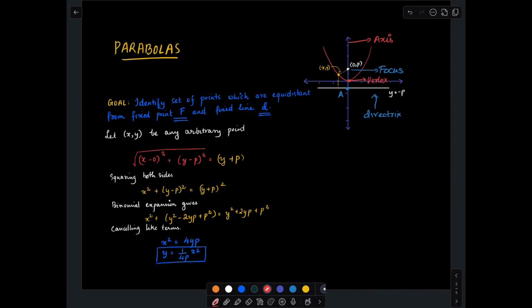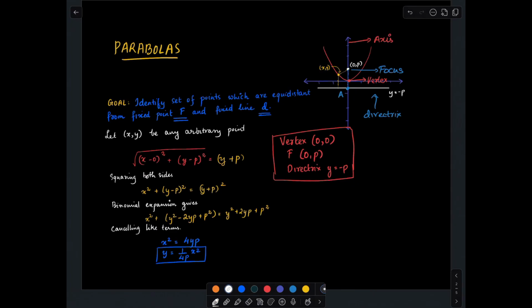Let (x, y) be the arbitrary point on the parabola. For simplicity, let's consider the parabola to have a vertex at origin (0, 0), the focus F at (0, p), and the directrix at y equals negative p. The distance between the point (x, y) and the directrix is the perpendicular distance, and that is y plus p. The distance between the point (x, y) and the focus (0, p) can be calculated using the distance formula, and that becomes the square root of x squared plus (y minus p) squared.